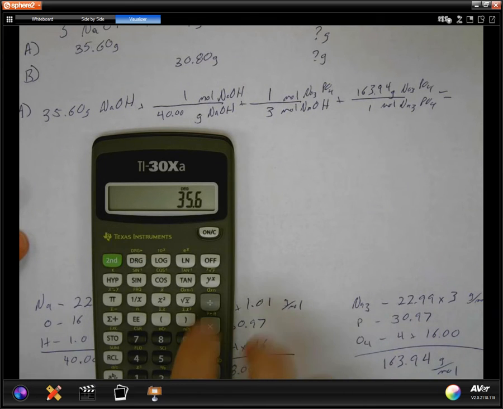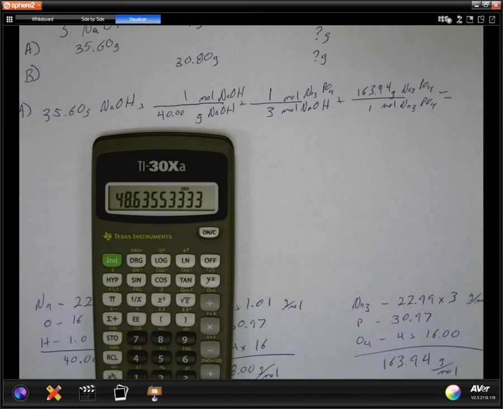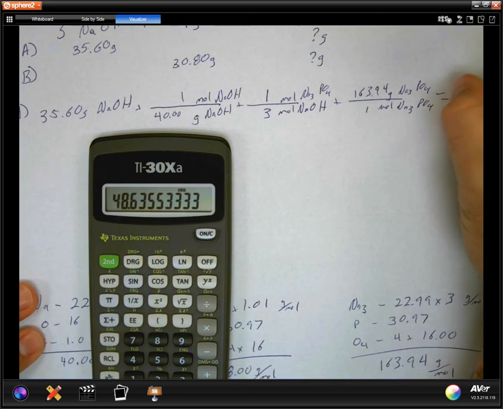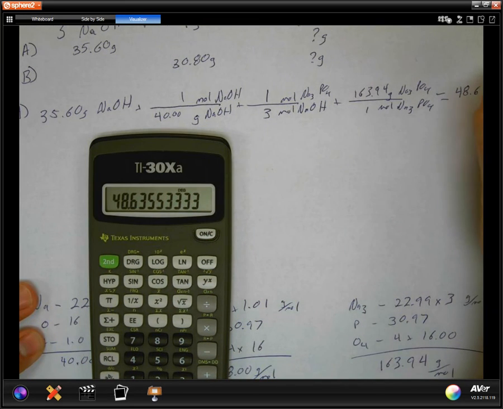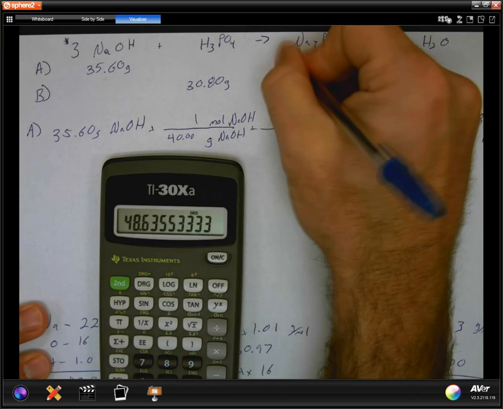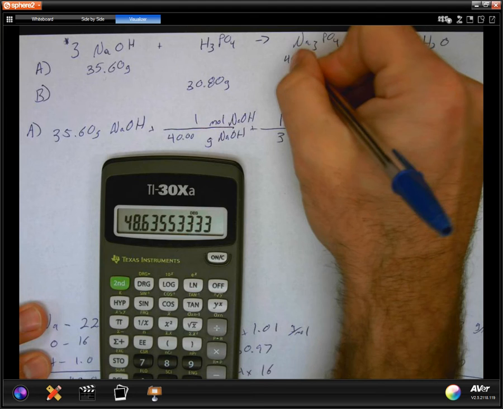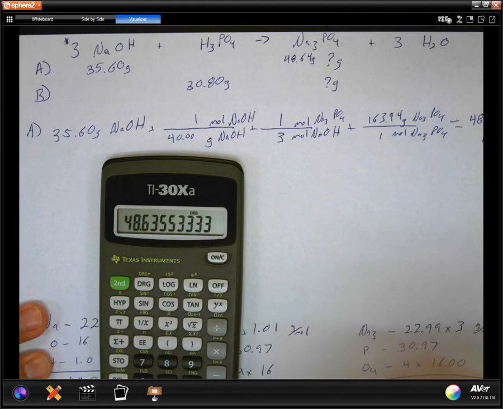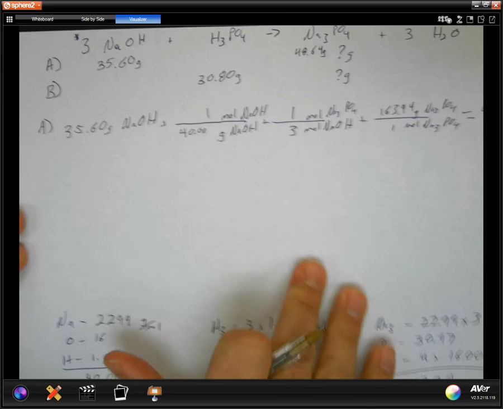Then again, I can go through and do that on my calculator. 35.6 times 163.94, divide by 40, divide by 3, and we should get 4 sig figs. So my answer should have 4 sig figs of 48.64 grams of sodium phosphate. Again, you started here and you just predicted the amount you would make, and according to scenario A, we can make 48.64 grams.